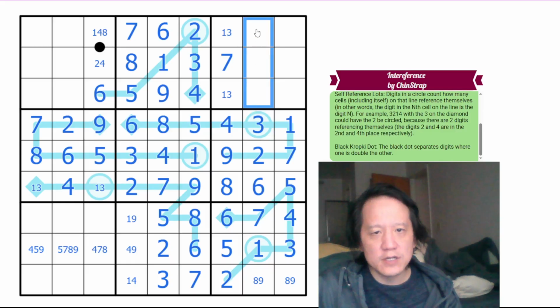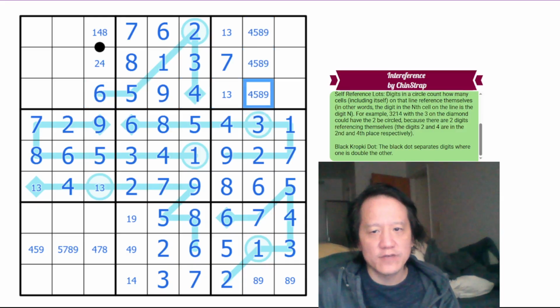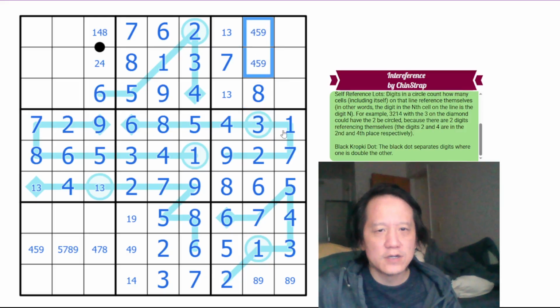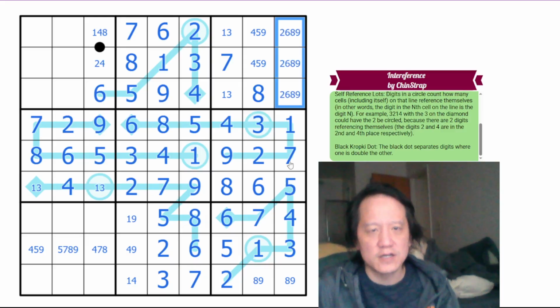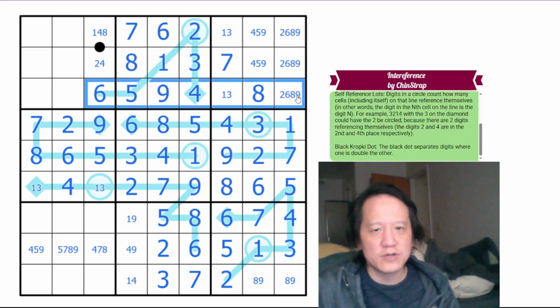Remaining digits in column 8, we have 4, 5, 8, 9. This can't be 4, 5, or 9, so that forces this to be 8, so none of these can be 8. That's it. Remaining digits in column 9 are 2, 6, 8, 9. This can't be 6, 8, or 9, so this must be 2, which eliminates 2 from the rest of the column. This can't be 8.